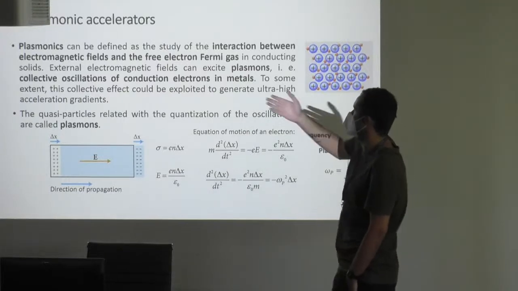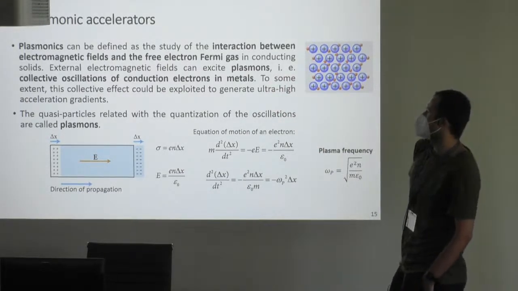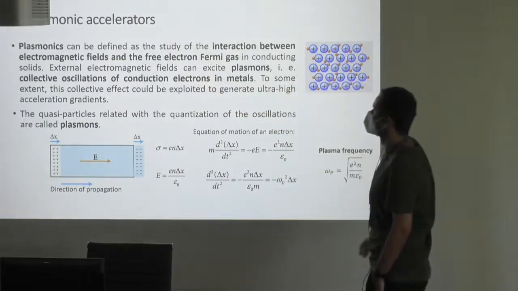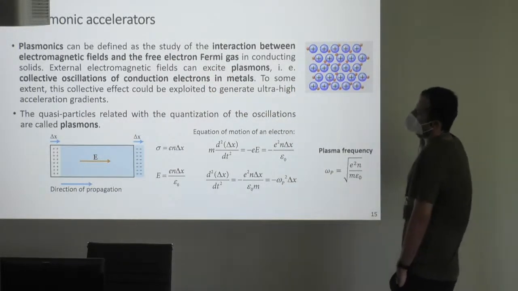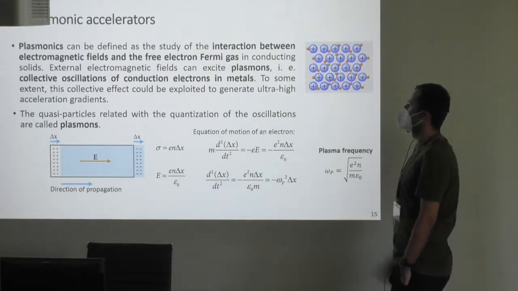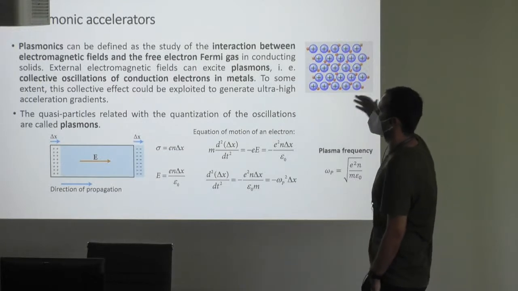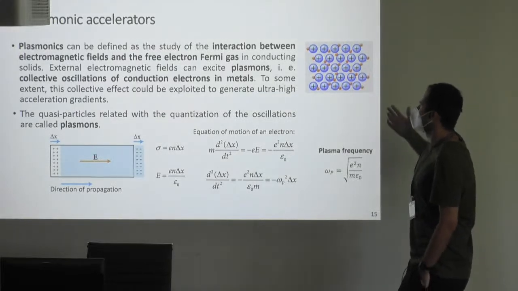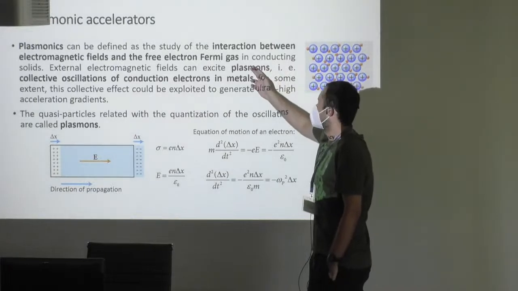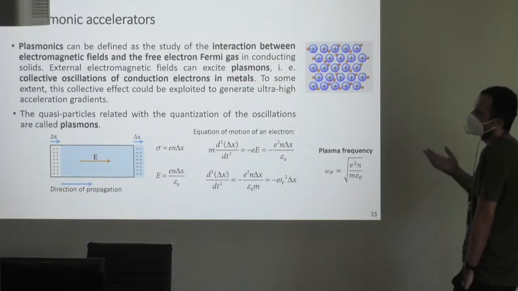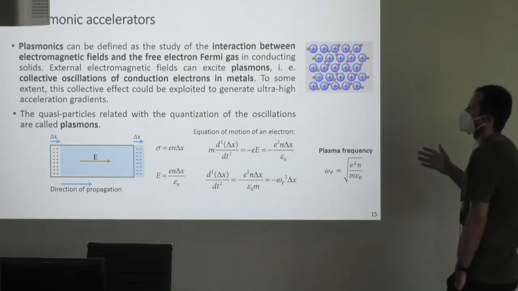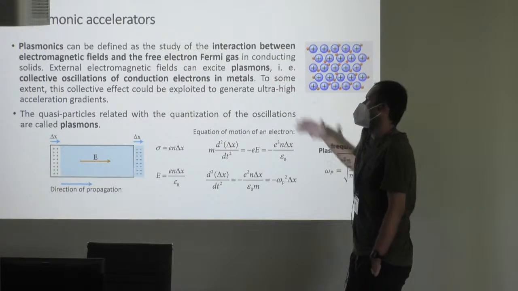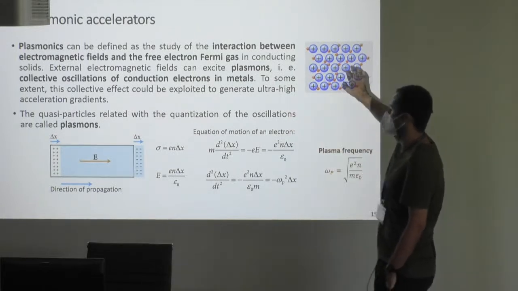So plasmonics is the study of the interaction between electromagnetic fields and these free electrons, which can be understood as something similar to a gas called the free electron Fermi gas. When an electromagnetic wave arrives at a metal, it can produce a collective oscillation of these conduction electrons and excite the so-called plasmon. It's something similar to a photon, but a photon is the particle associated with light, with an electromagnetic wave, and the plasmon is the quasi-particle associated with these oscillations in the metal.